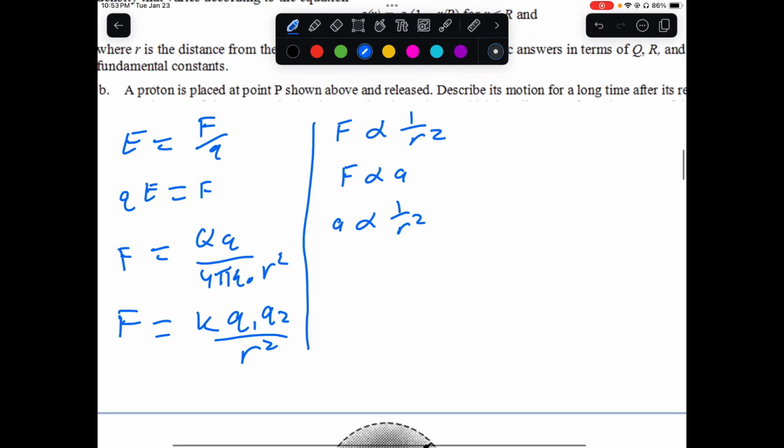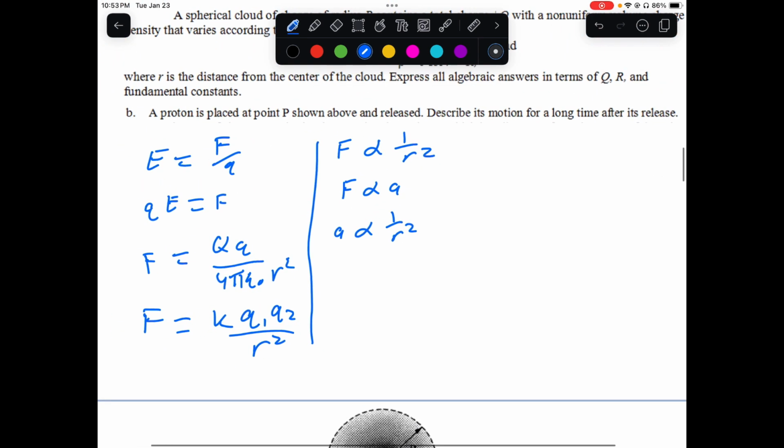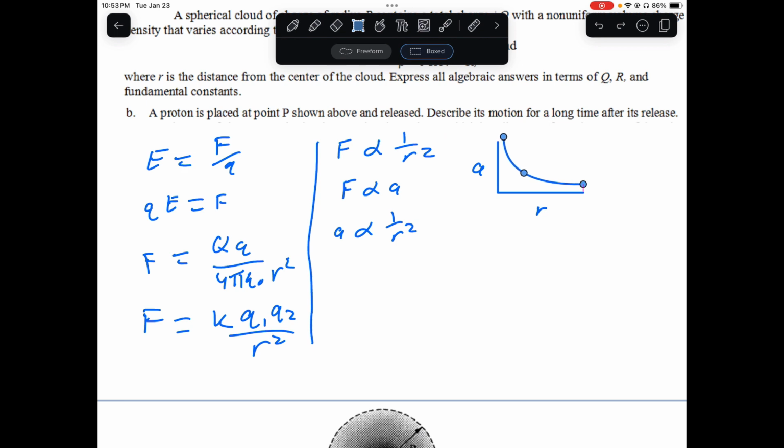Okay, so now what would that look like on a graph? All right, if I graphed an acceleration versus distance graph, so acceleration versus r, it would follow that decaying exponential shape. It will look something like that. Oops, let's see here. There, that looks a little better. So that kind of decaying exponential.